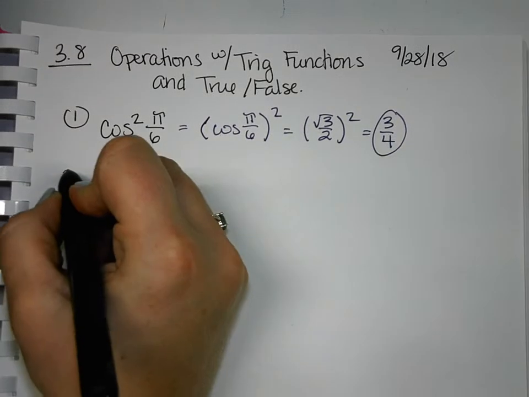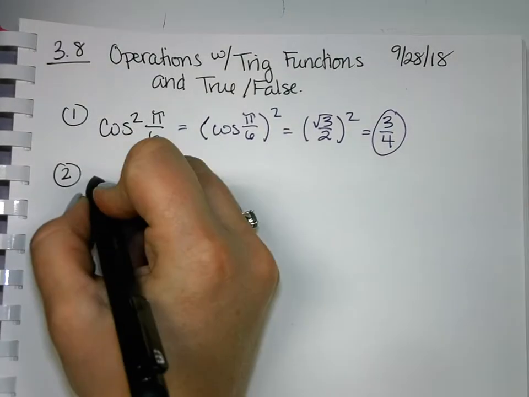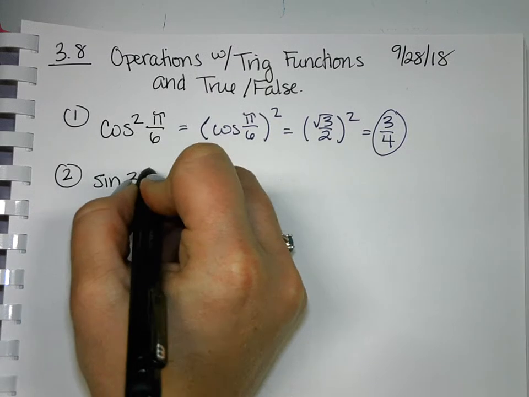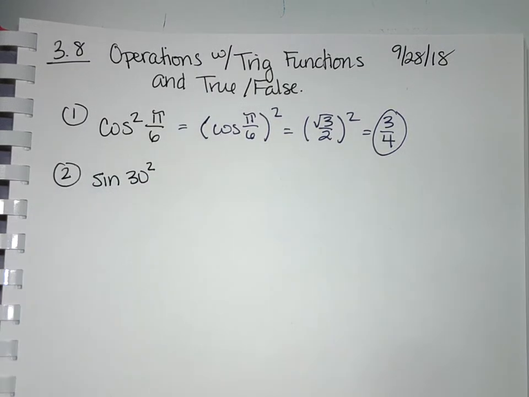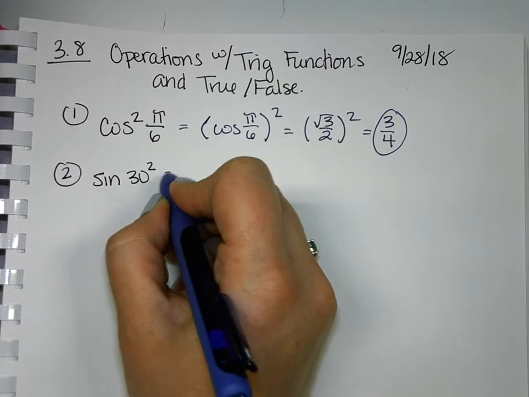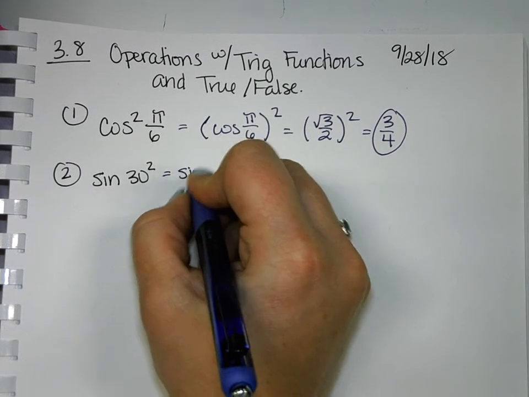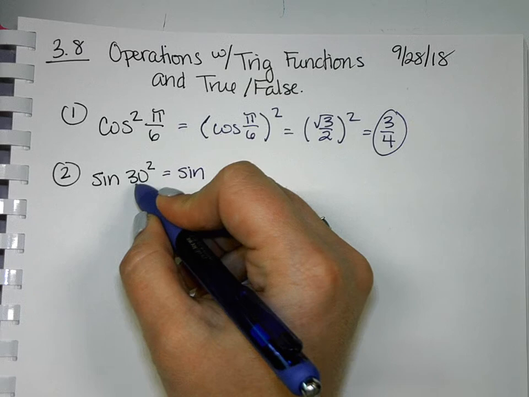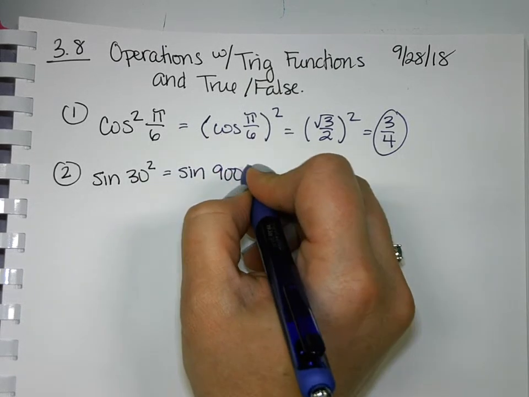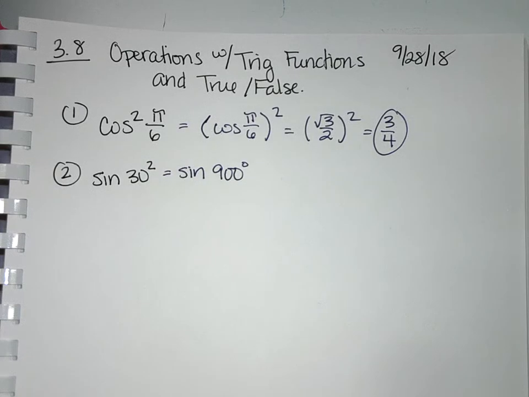So our second example is similar, and I want you to notice where the squared is on this one. So when we look at this one, the squared is on the number, not the function. When it's on the number, then we are actually going to square that. What is 30 squared? Well, 30 squared is 900. So what is the sine of 900?